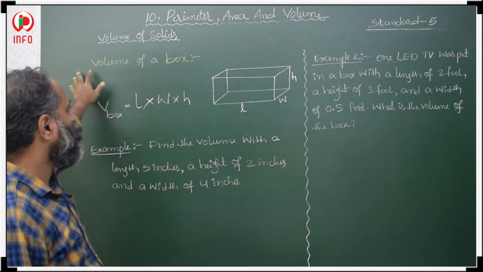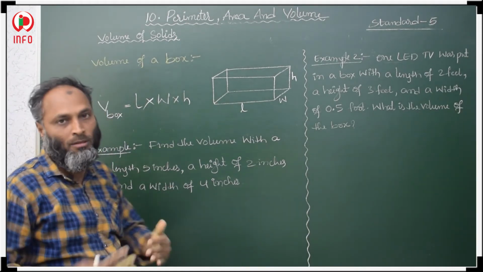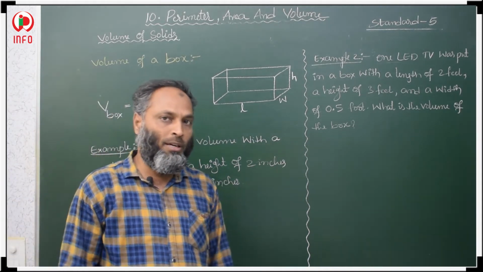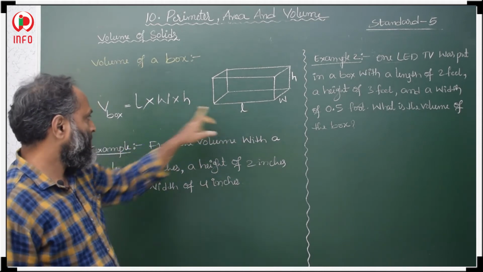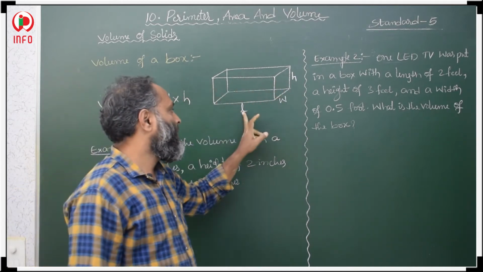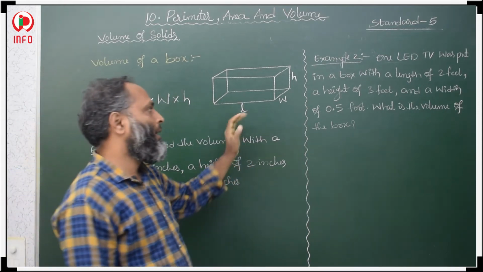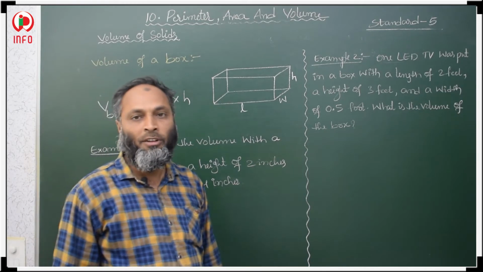Now the next one, volume of a box. What is the volume of a box? Box means cuboid shape, a rectangular box. When the box is in the shape of a rectangle, the volume is length into width into height. We have to multiply length, width and height. Volume is always in cubic units, that we know.